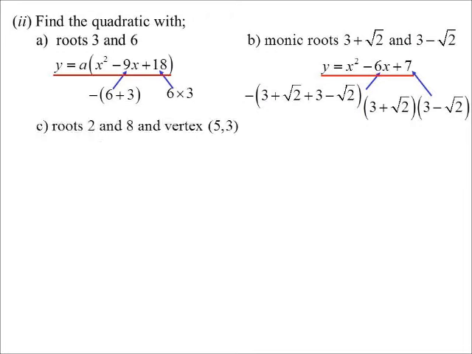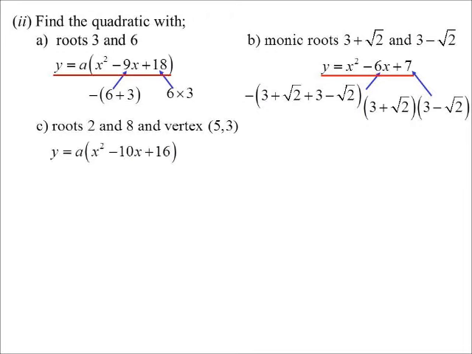This time they told me the roots are 2 and 8, but they give me an additional piece of information. The vertex is 5, 3. Okay. Well, like the first one, I know it's going to be some multiple of 8 times 2 is 16, so I get 16 at the end. 8 plus 2 is 10, but change the sign, so negative 10 is in the middle.